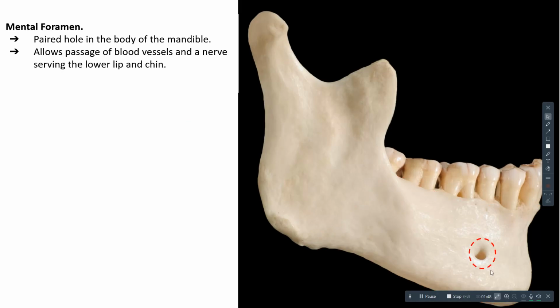The foramen in it, which is circled right here, is called the mental foramen. So there's one on each side. The word mental, by the way, means of the chin. So the mental foramen is in the chin region. And it is this hole in the mandible through which blood vessels and a nerve pass, going basically to that lower lip area, that chin area. So that is our mental foramen.